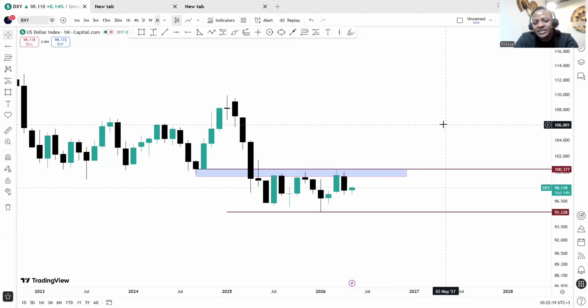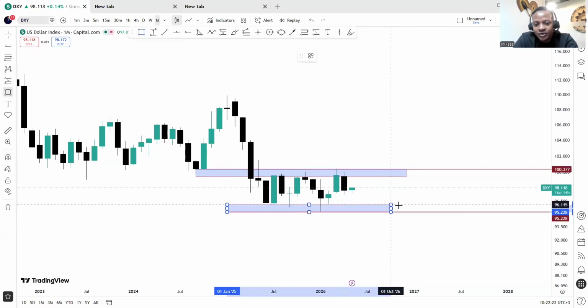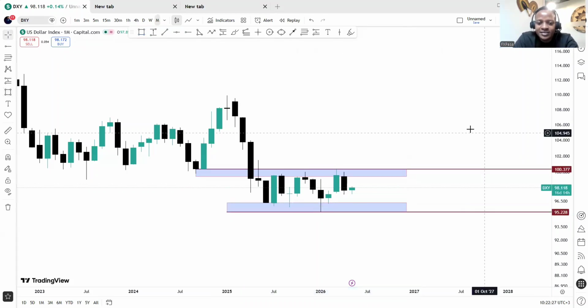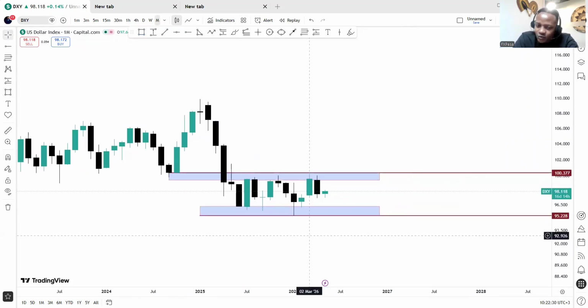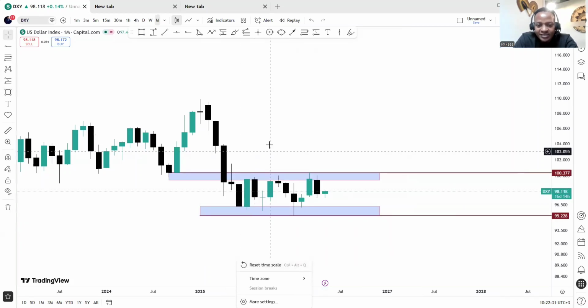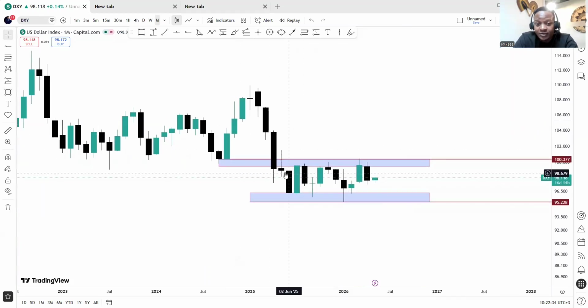You can just term it as the resistance, and of course it has been ranging between this zone here, and you can term this as support. So in very easy words, DXY has been ranging for the past, let's say, 12 months. I think you can see 1, 2, 3, 4, 5, 6, 7, 8, 9, 10, 11, 12 months. The market has been ranging. So we have a consolidating dollar.